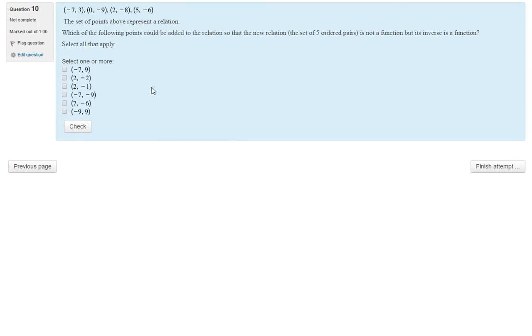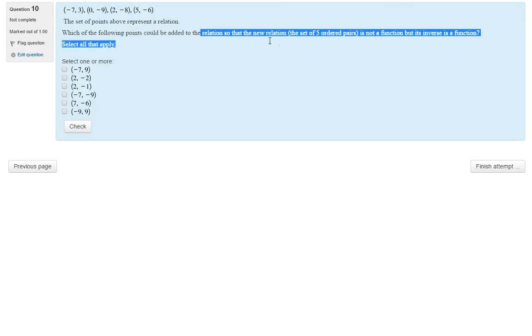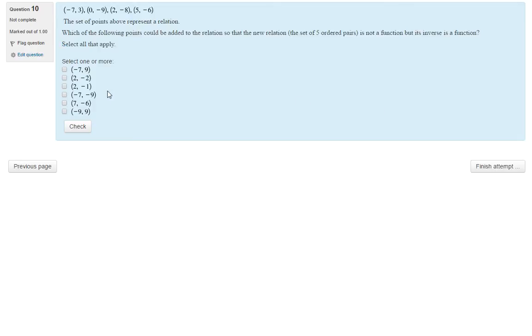Okay, another one just like this. This time we want to be able to pick a 5th point so that the new relation is not a function, but the inverse is a function. So -7 already exists as an input, so that's good. That means that for the relation, an input of -7 produces 2 outputs, so that's good. That means the new relation is not a function, but what about the inverse?